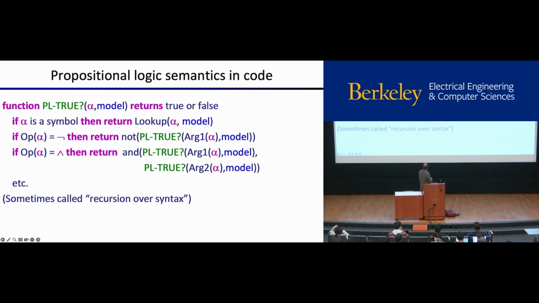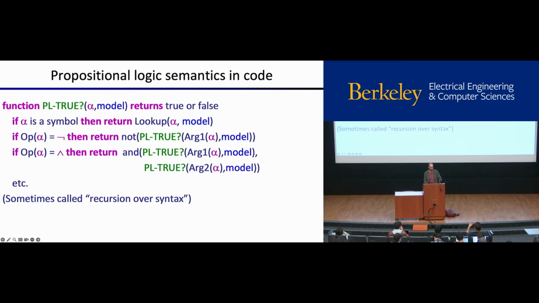Same for and. If the highest level is and, we make sure both of these are true. Then we evaluate the same function on the left-hand side of the and and on the right-hand side of the and, and so on for or and implies and if and only if. And so this is sometimes called recursion over syntax.